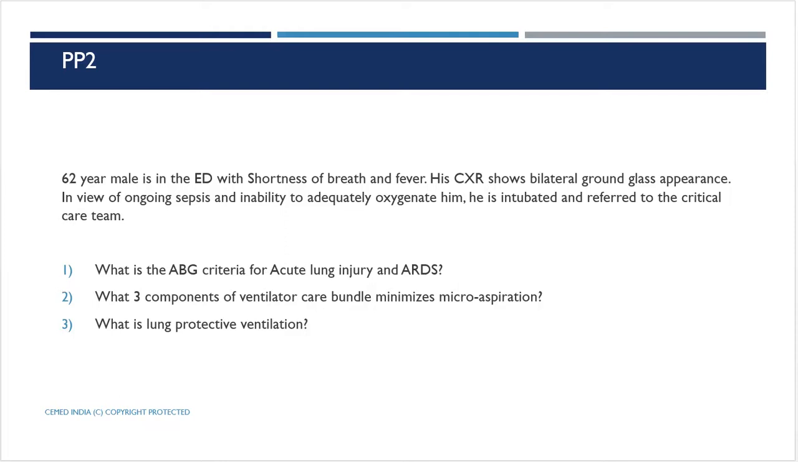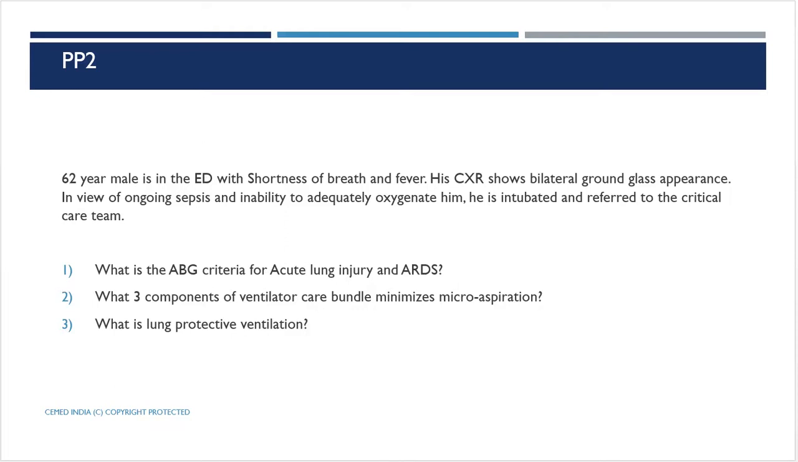Okay, what is the ABG criteria? So less than 200 is ARDS, and that's PaO2 by FiO2. Less than 200 is ARDS, and less than 300 is acute lung injury. Not ALI, acute lung injury.